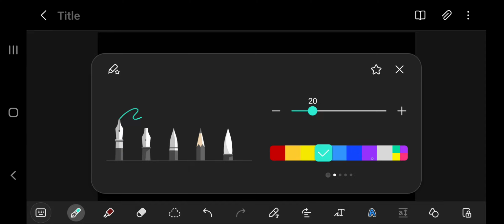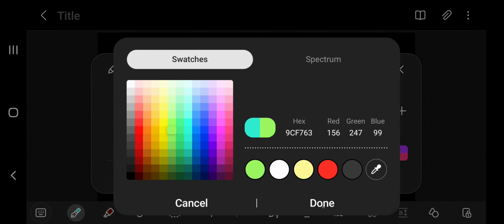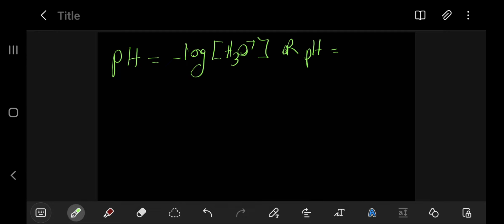Okay, so now from the formula of the pH, we know that pH is equal to negative log concentration of the hydronium ions, right? Or we can also use pH is equal to negative log concentration of hydrogen ions, right? So this is the formula of the pH.